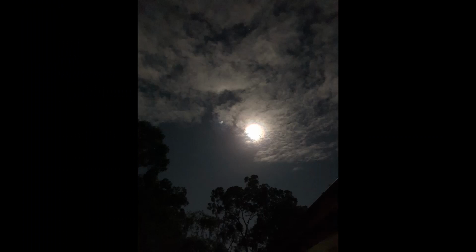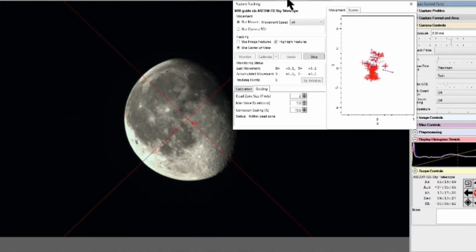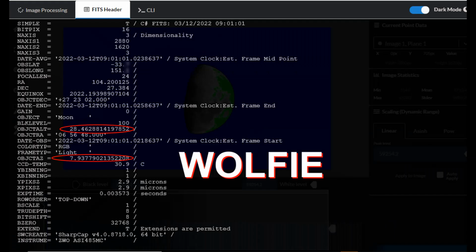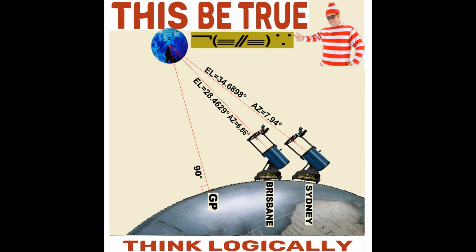Well, this time, Wolfie and myself, we measured moon angles. And this is what we saw. Now, Wolfie was in Sydney, as always, and he had his Uber sextant pointing at an elevation of 28.4629 and an azimuth of 7.94 degrees. Now, Wally, that's me, in Brisbane, I had my Uber sextant pointing at an elevation angle of 34.6898 degrees and an azimuth of 6.66 degrees. And this was at the same time too.